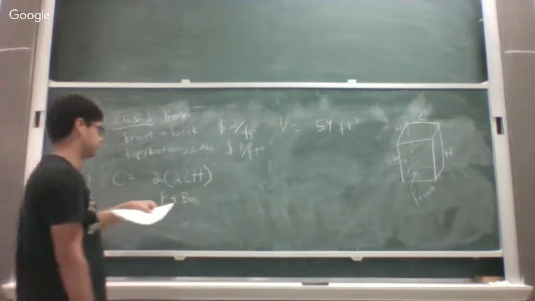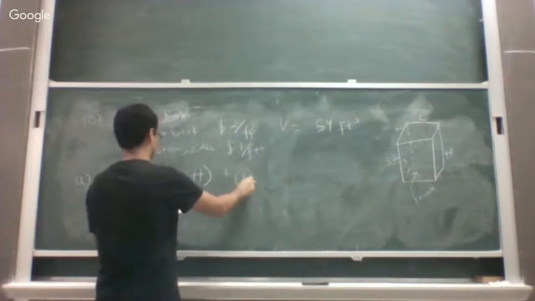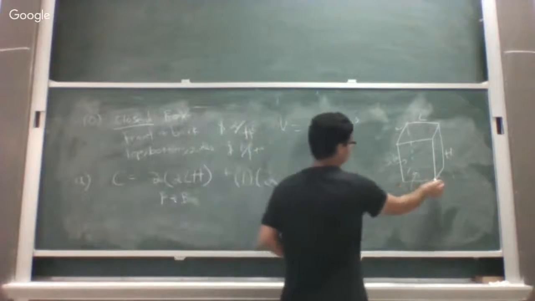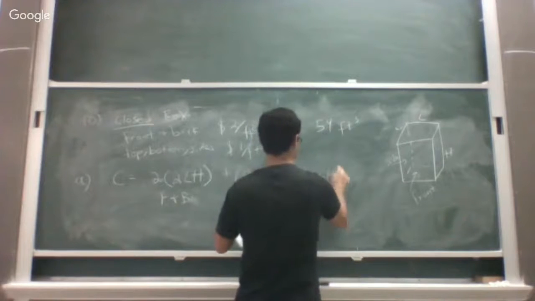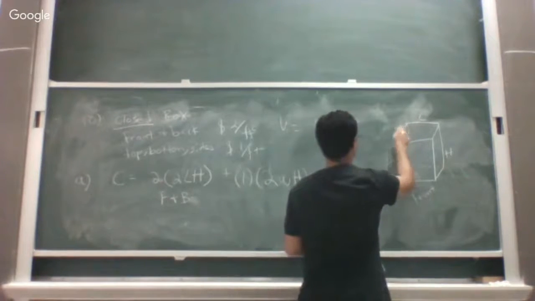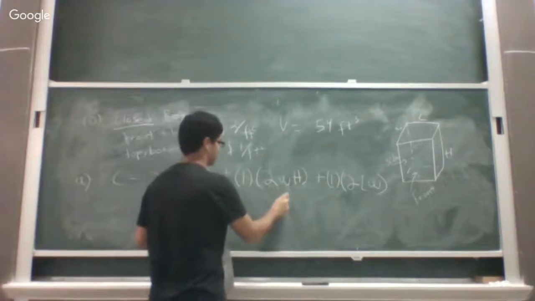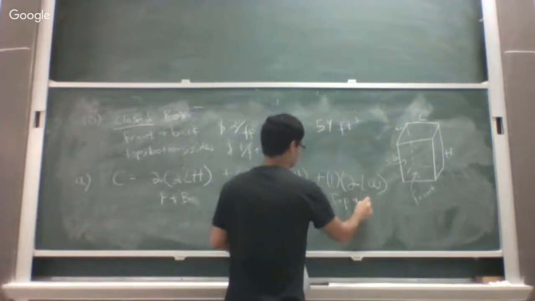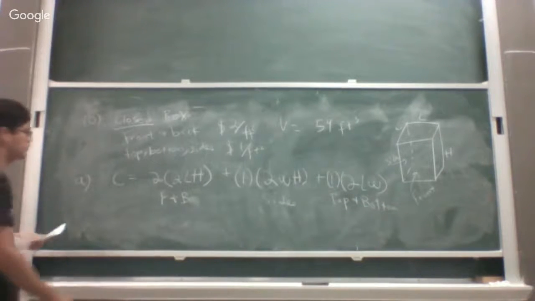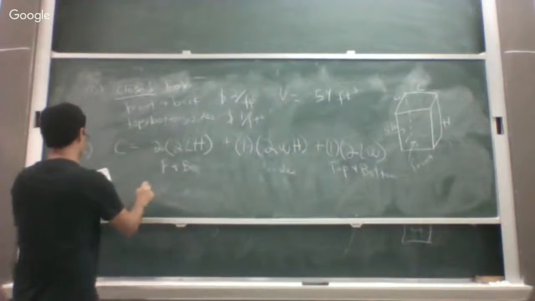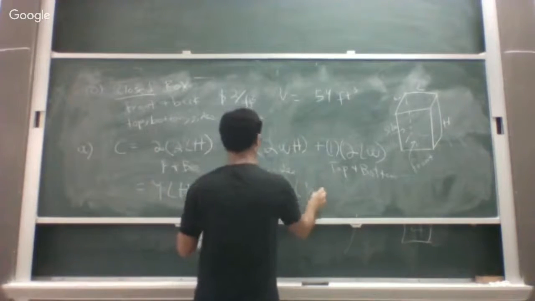Okay. The left and the right side cost $1, and that's 2 times the width times the height, and the top and the bottom, that's 2 times the length times the width. And if you were to simplify that, that's 4LH plus 2WH plus 2LW.